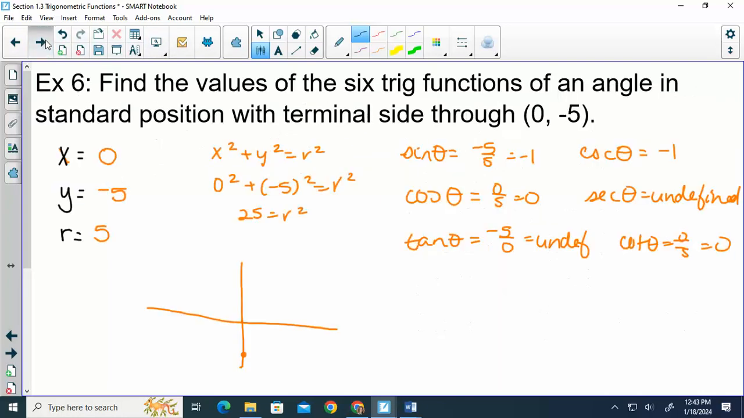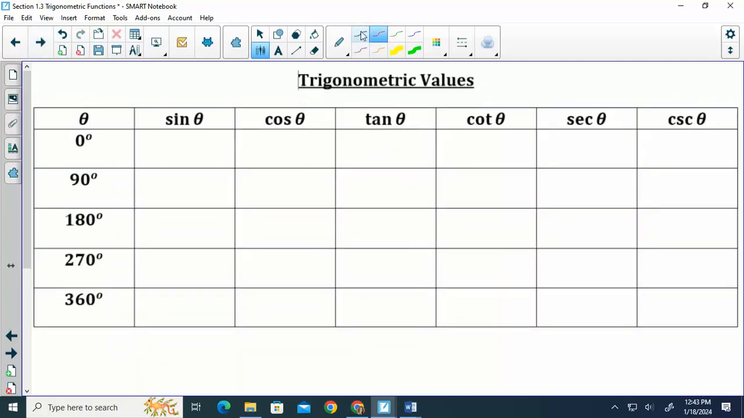So what I want to do next is fill out this table. These are common trig values. Part of what we will eventually learn are the common angle measurements and what the trig values are at those measurements. So we'll get to the point where we know them and don't have to figure them out every time. But we're going to walk through this for all the quadrantal angles.